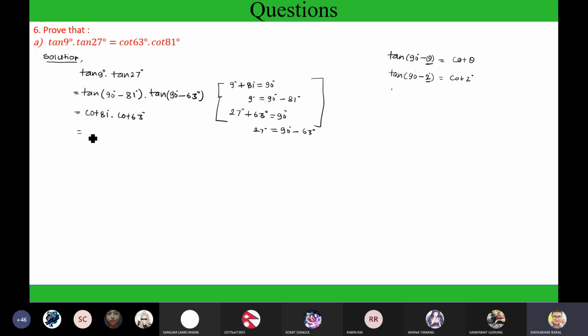So this is very short answer. So this is equals to right hand side. Therefore left hand side is equals to right hand side. I hope you understand this.